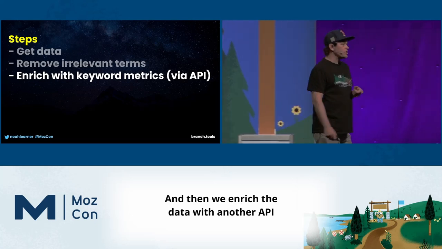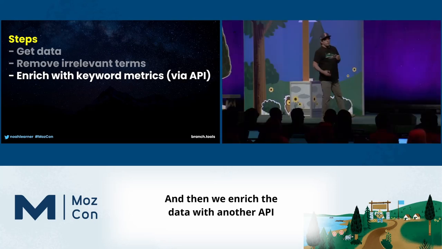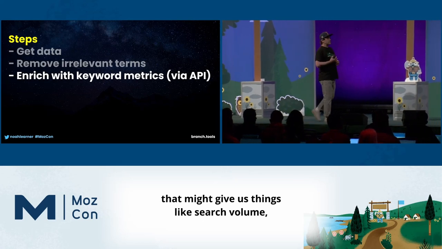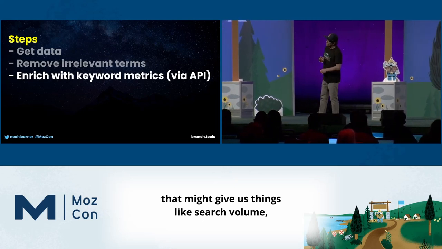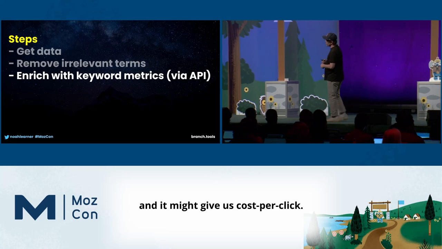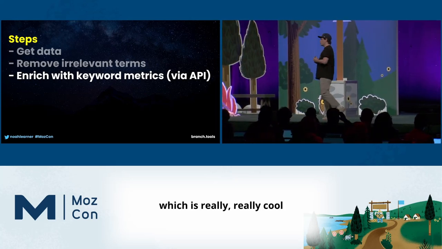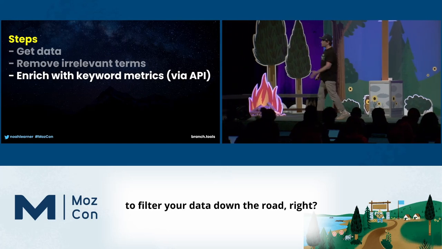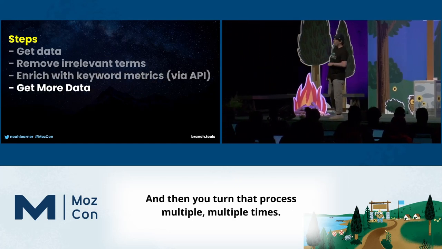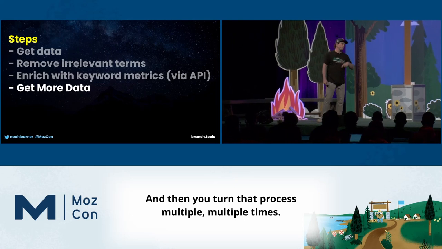And then we enrich the data with another API that might give us things like search volume, and it might give us cost per click. And you also can get intent, which is really, really cool because you can use it to filter your data down the road, right? And then you turn that process multiple times.